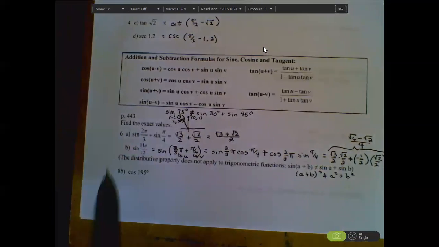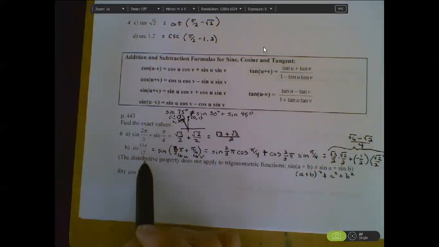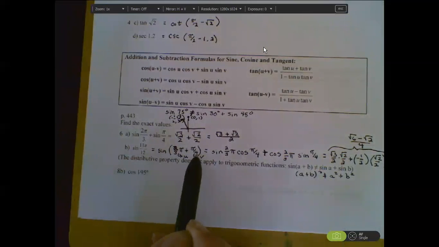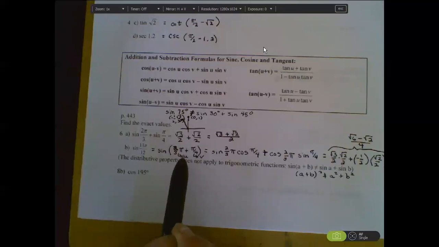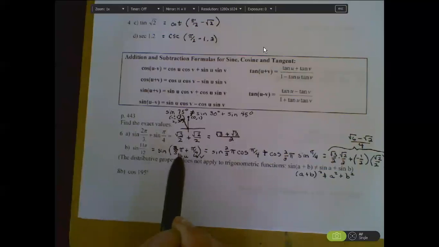All right, now, on number 6, I'm not sure that I would have thought, hey, 11/12 is just 2/3 plus 1/4. That hint was given to me in the book. Otherwise, it may have taken me a while to find two angles that I have memorized that I could add together to get 11/12. I think I eventually would have come up with it, but not very quickly.